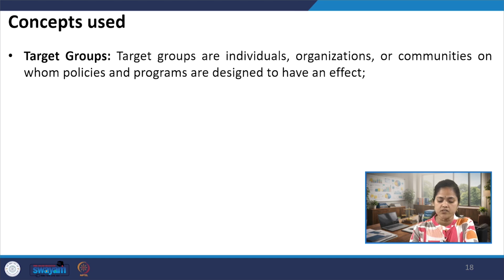The other two popular concepts used in monitoring are target group and beneficiary. So what are the target groups? The target groups are the communities, organizations, or individuals on whom the policies and programs are designed to have an effect. The policies and programs are designed according to the requirements of the individuals, organizations, and communities, so that they can have an effect on these target groups or target individuals. So they are known as the target groups.